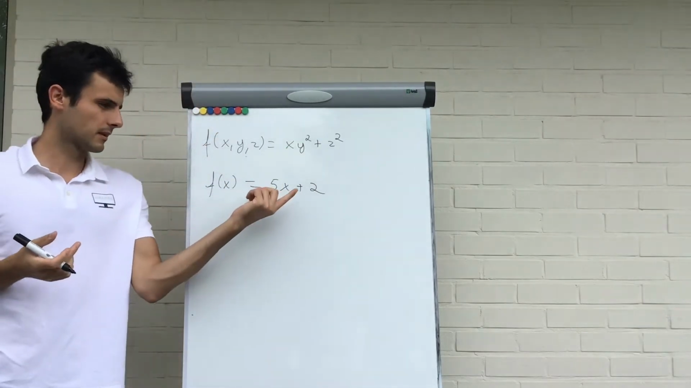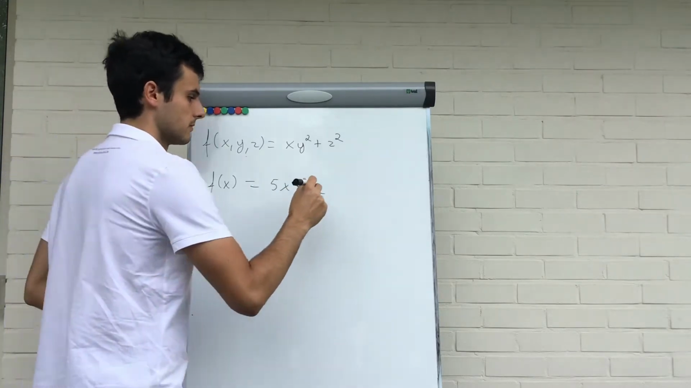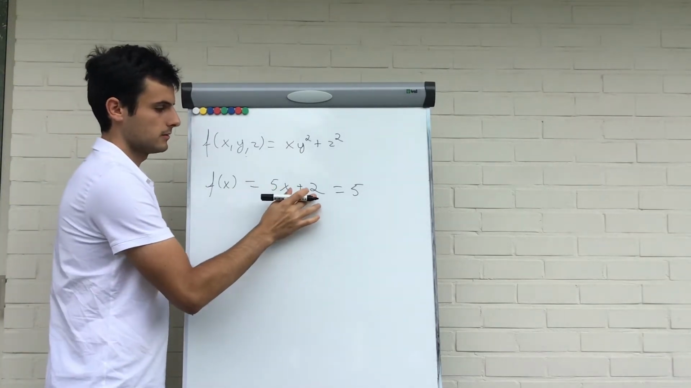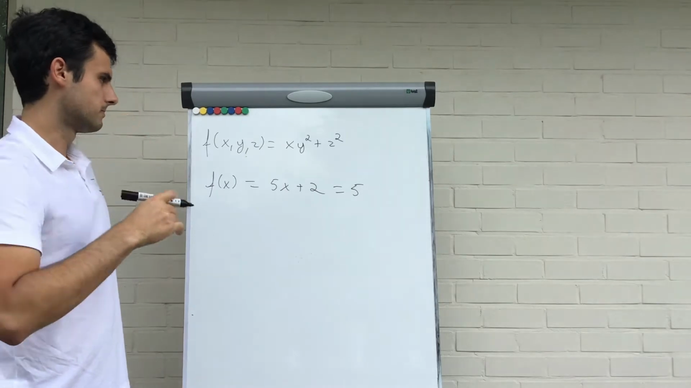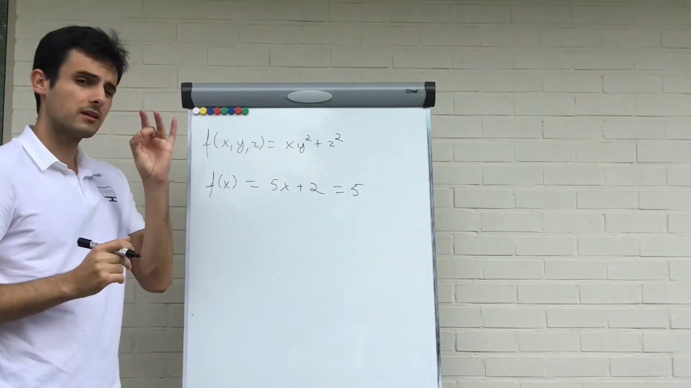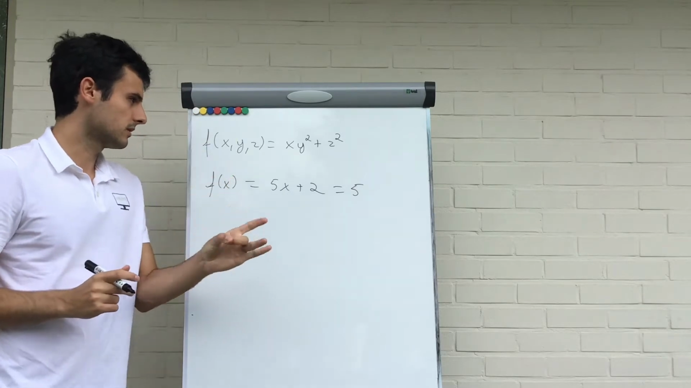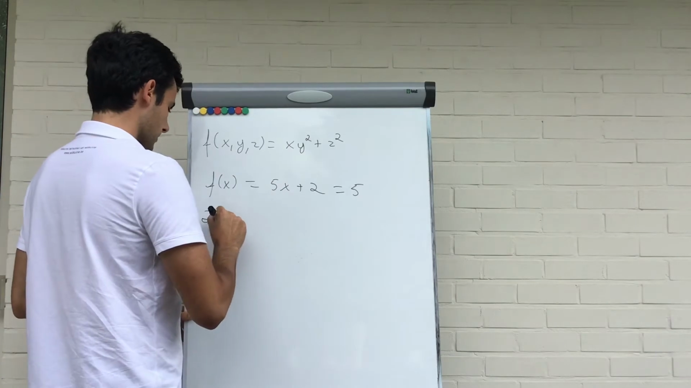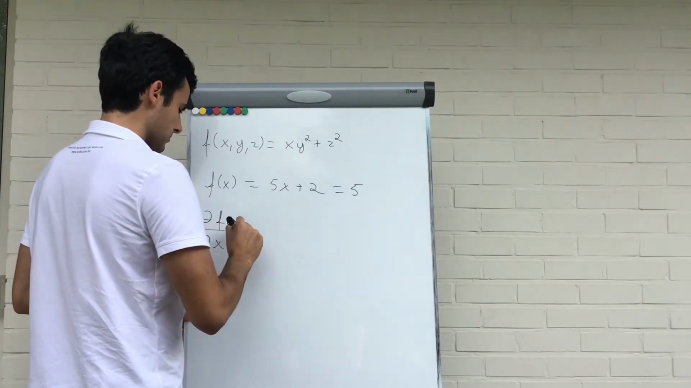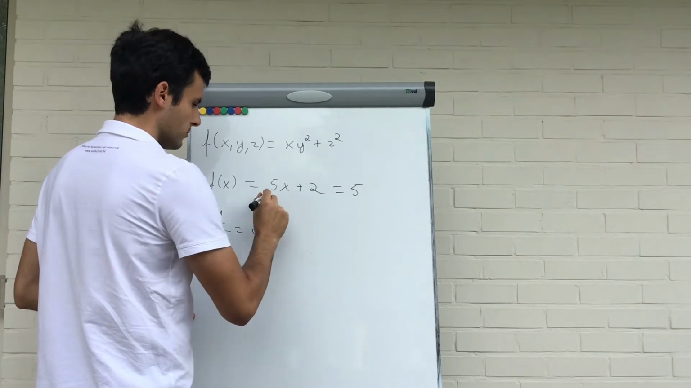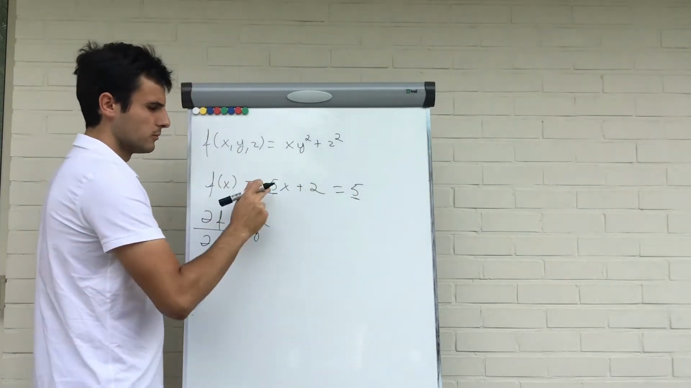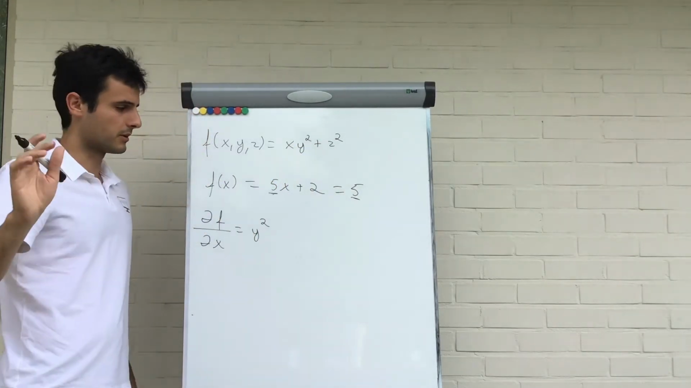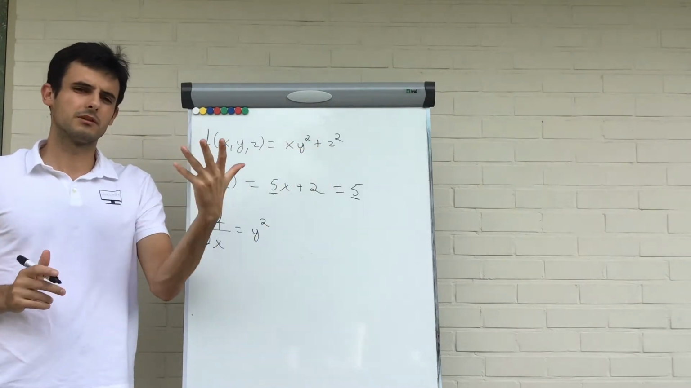I think everyone can take the derivative of this example, it is 5, because the derivative of x is 1, 1 multiplied with 5 is 5, and this is a constant. The derivative of a constant is 0. It's the same for this one. So x is the variable, y and z are constant. If you take the first partial derivative to x, f x, you get y to the power of 2, which is 5 in this example, and this disappears because it's a constant, and the derivative of a constant is 0.